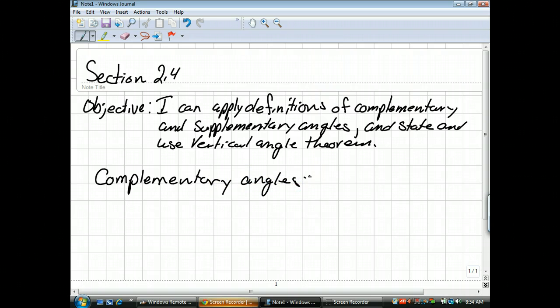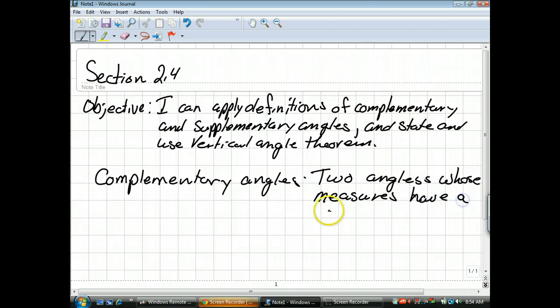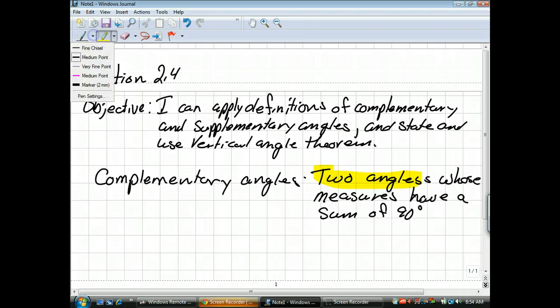Complementary angles are two angles. It must be two angles whose measures have a sum of 90 degrees. Again, the key there is that it must be two angles that add up to 90 degrees.